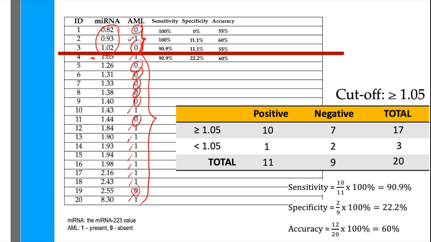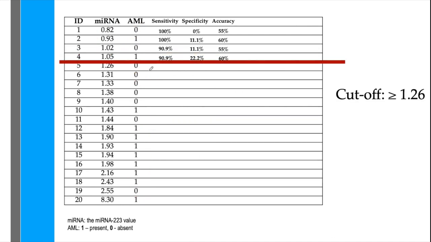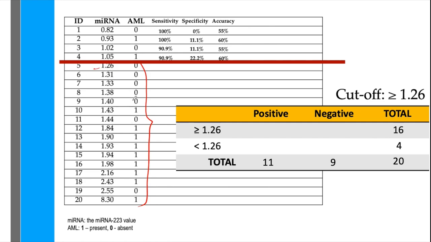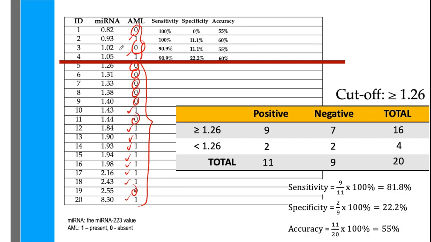Moving on, let's have the next possible cutoff, which is 1.26. Now, given this cutoff, we can see that there are now 16 patients with microRNA-223 of at least 1.26 and 4 patients with microRNA-223 of less than 1.26. And among these 16 patients, we can see here that there are 9 cases of AML while 7 patients are negative of AML. And among these 4 patients, 2 of them are positive of AML and 2 of them are negative of AML. So the cutoff, which is at least 1.26 of microRNA-223, gives us a sensitivity of 81%, specificity of 22%, and accuracy of 55%.